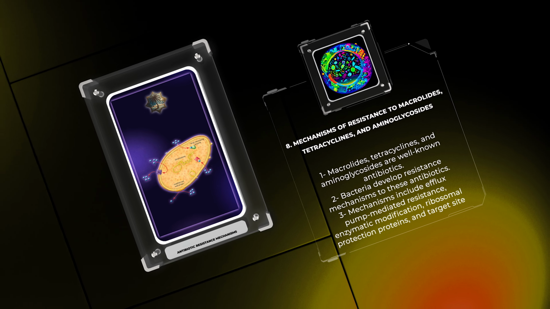The extracellular matrix of biofilms provides physical protection, preventing the penetration of antibiotics. Additionally, the altered gene expression and metabolic activity of bacteria within biofilms contribute to antibiotic resistance, further complicating treatment strategies.